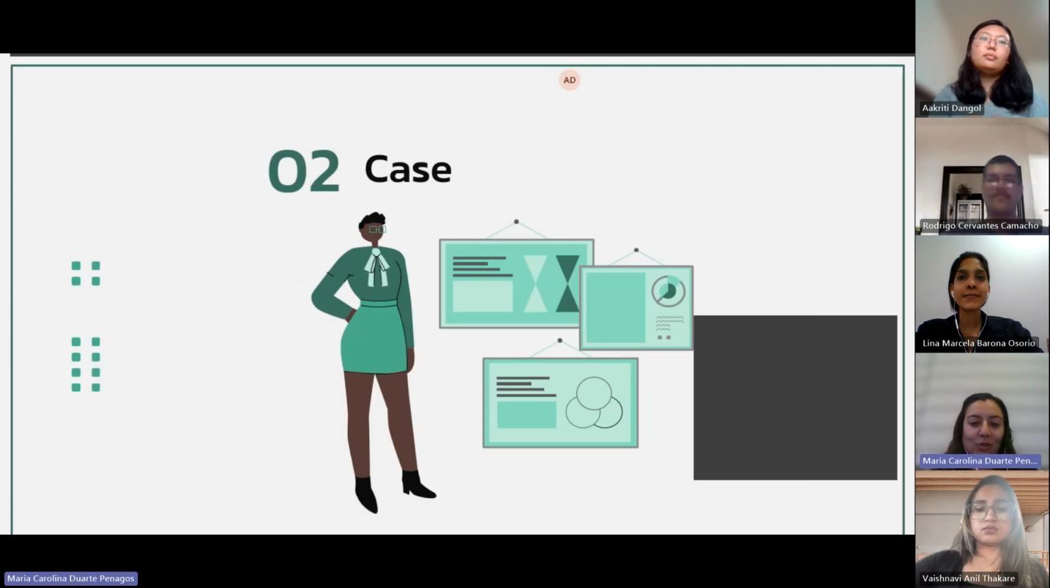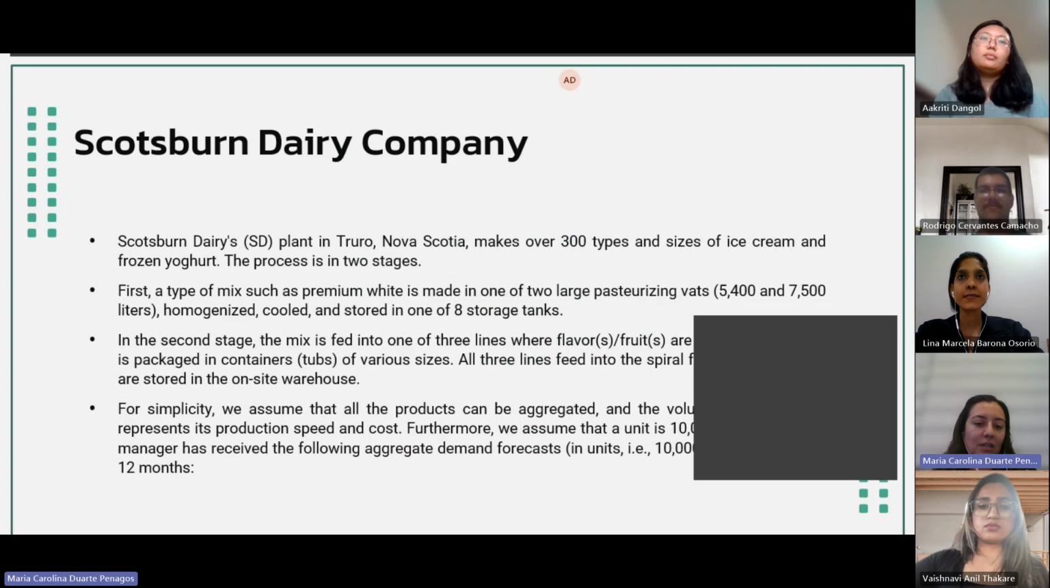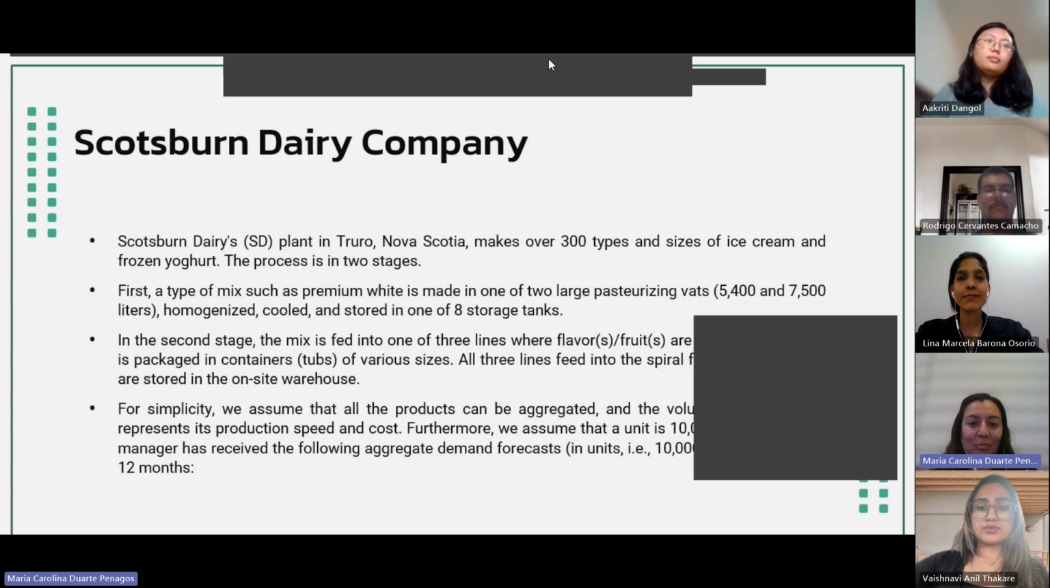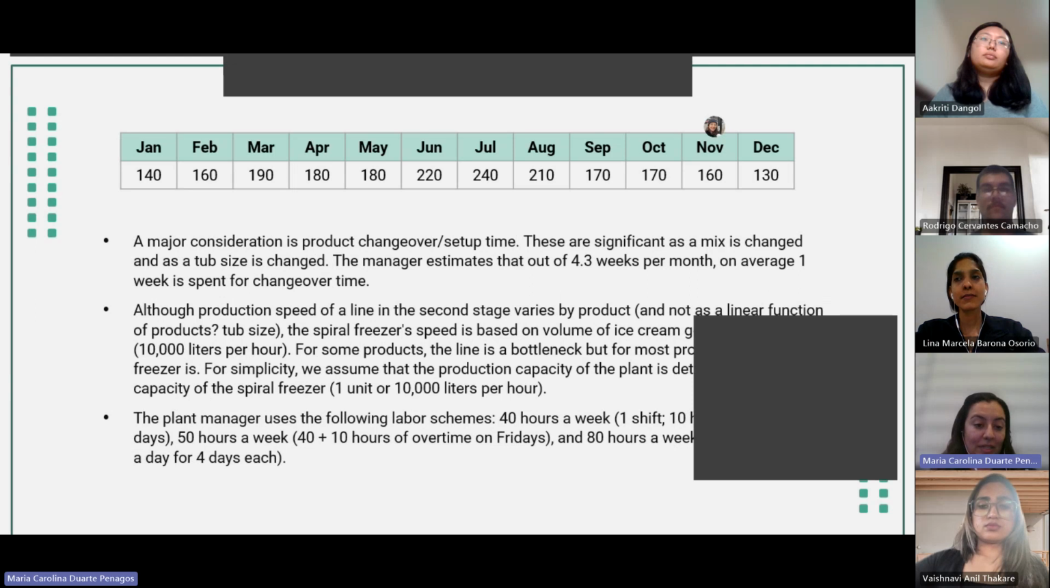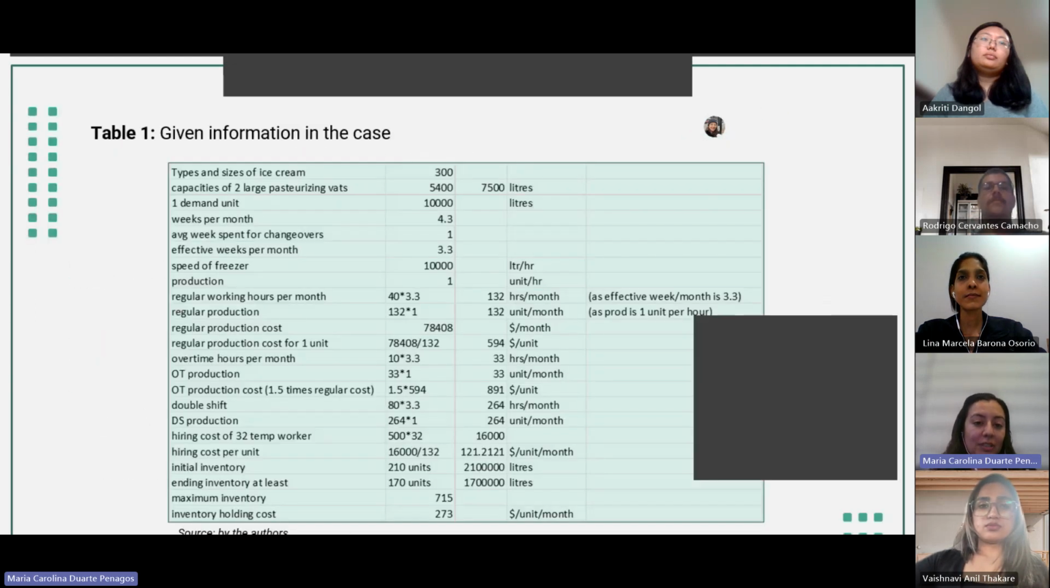Okay, thank you, Rodrigo. So first, we are going to have a brief look at the case. As Akriti mentioned, it is a plant in Nova Scotia. We compiled all the data in a table that I'm going to explain later. For all these calculations, the case gives information that indicates the first one: the types and sizes of the ice cream. We have 300 types and sizes of the ice cream.